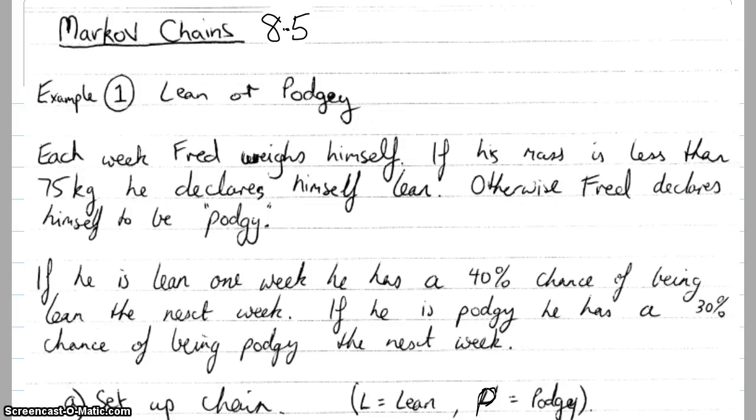This continues our series of discrete random variables, and this time we're looking at Markov Chains, which is 8.5 in your textbook. So for this I'll jump into an example straight away and show you what Markov Chains signifies a little bit later.